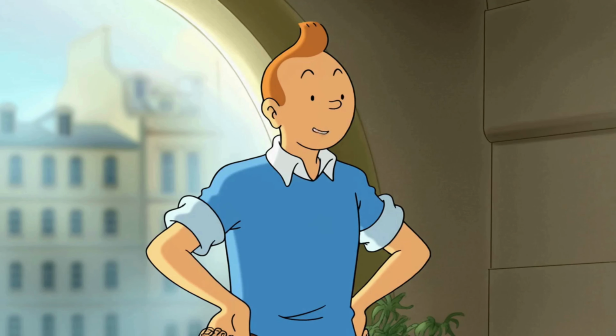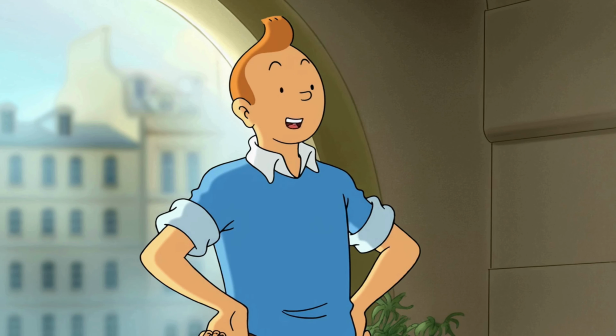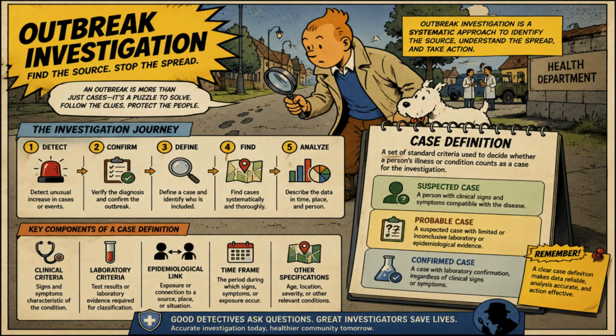Every outbreak investigation begins with a question: what is happening, and why? From detecting unusual cases and confirming an outbreak to defining cases, finding affected individuals, and analyzing the data. A strong case definition helps classify patients as suspected, probable, or confirmed cases, ensuring that every clue is tracked accurately. By combining clinical findings, laboratory evidence, epidemiological links, and timing, investigators can identify the source, understand the spread, and take action to protect the community.